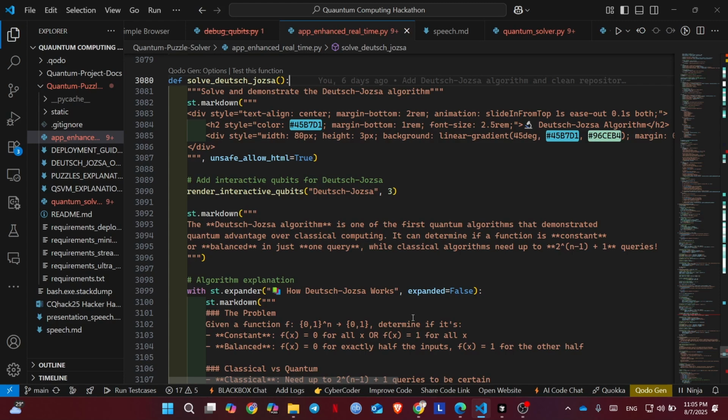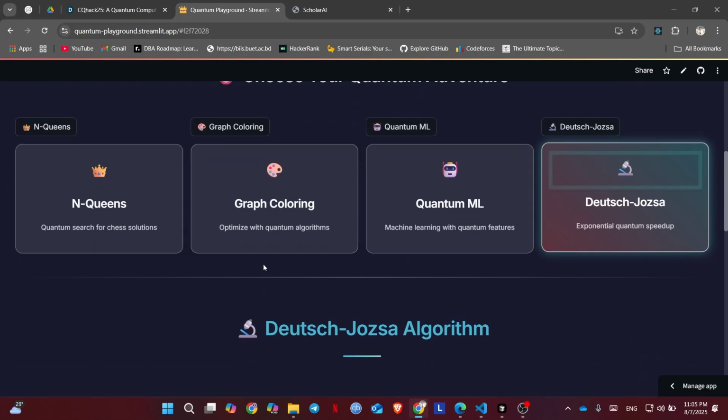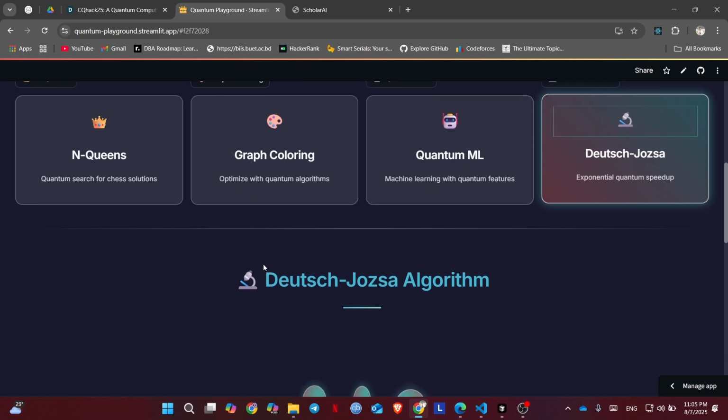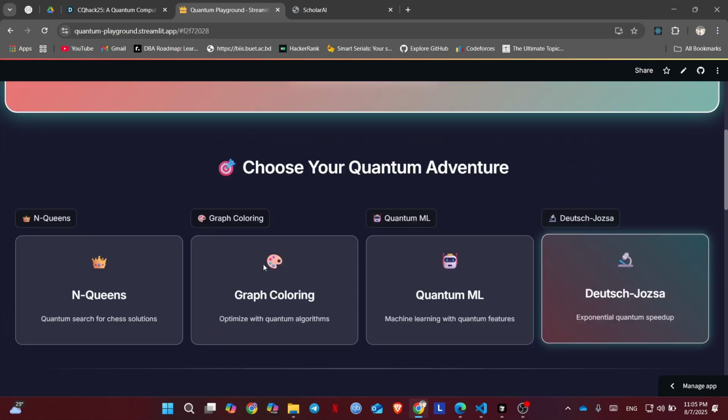So this is what I have built for the hackathon: a comprehensive quantum computing playground demonstrating 4 fundamental quantum algorithms with interactive 3D visualization and real-time simulation. You can play around here.